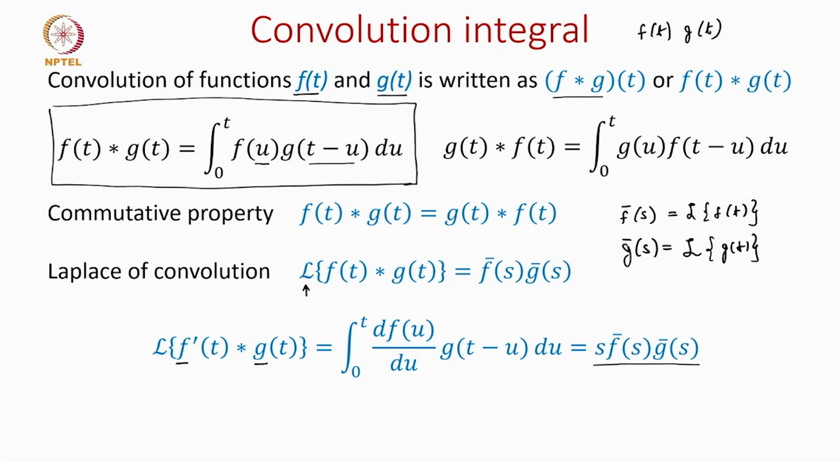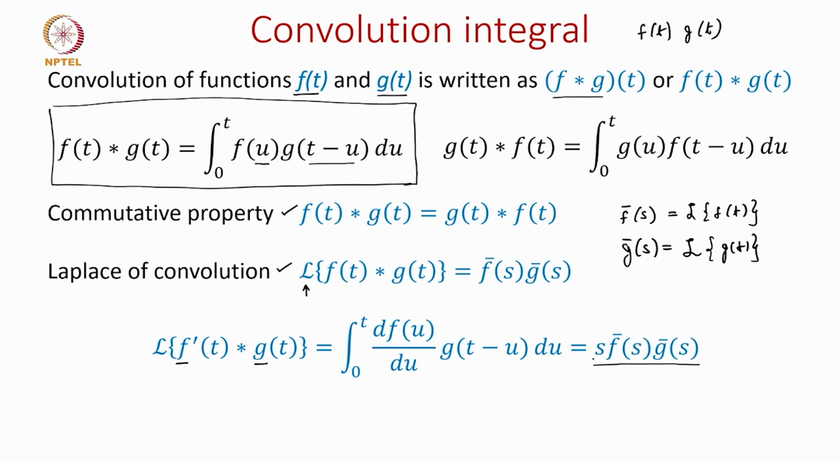we showed you three properties. First is the commutative property. Second, saying that if we take the Laplace of convolution between two functions, we get the product in the Laplace domain. And then if we take the Laplace of the first derivative of a function convolved with another function g, in the Laplace domain it is simply s times the Laplace of the first function times the Laplace of the second function, f of s and g of s.